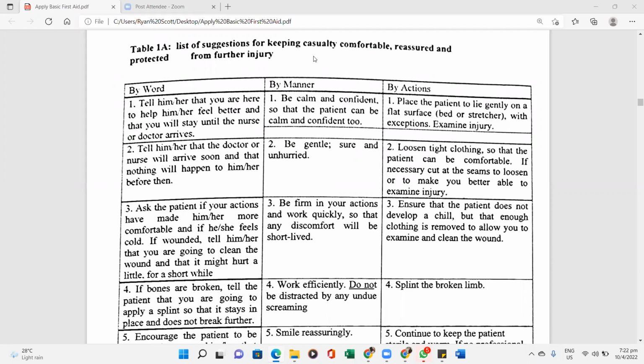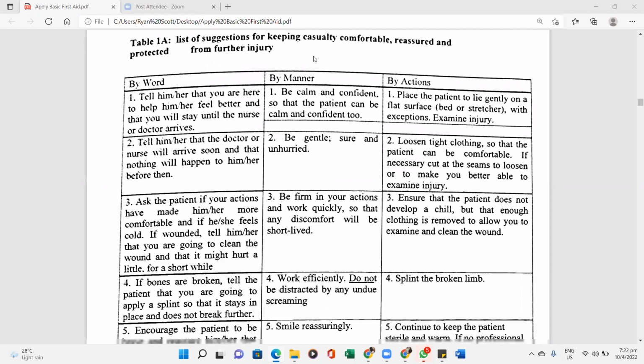And it also says here, ensure that the patient does not develop a chill, but that enough clothing is removed to allow you to examine and clean the wound. It's basically common sense, some of these, right? If you want to see the wound more, you go cut open the clothes. He can't go take off his pants. She can't go take off her skirt or anything. So she's going to need your help to remove the clothes or to expose the wound.